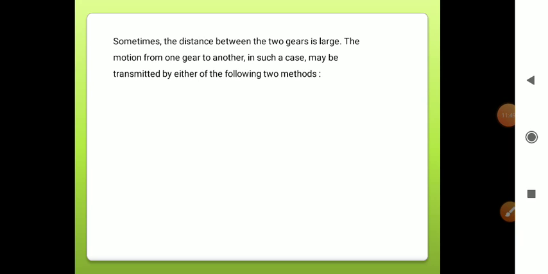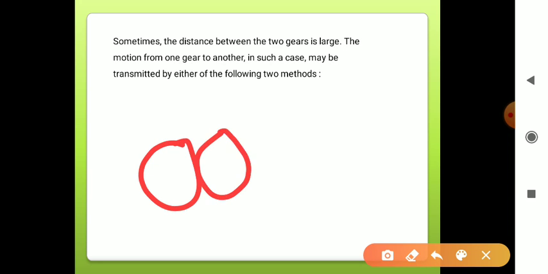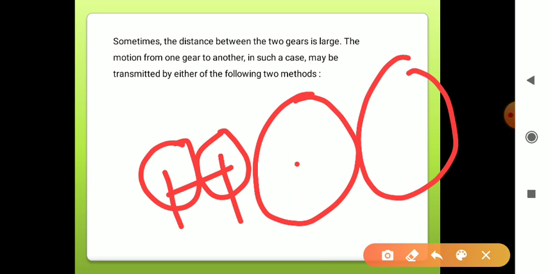Sometimes the distance between two gears is large. Like this, two small gears will be there, and the distance between them will be large. So in this case, what can we use?